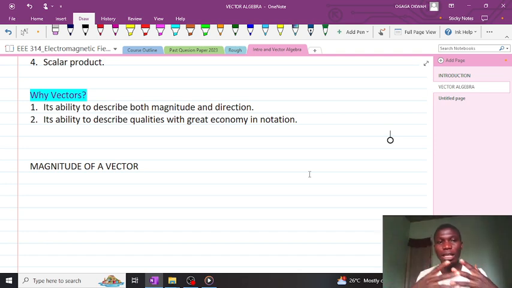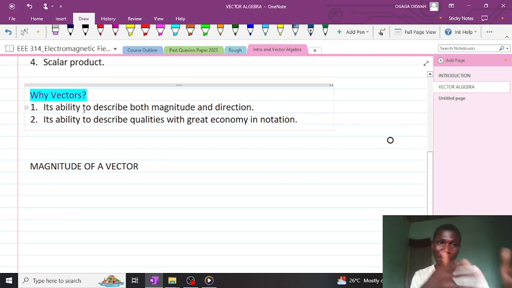However, there are two properties of vectors that make them really important to electromagnetics. One of them is the ability to describe both magnitude and direction. We see that from the definition of vectors. Then the second property is its ability to describe quantities with great economy in notation.